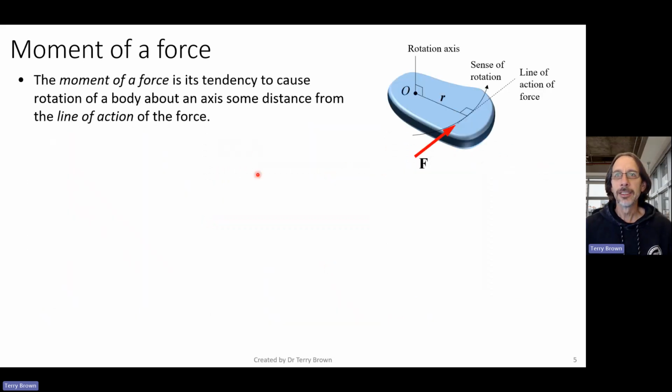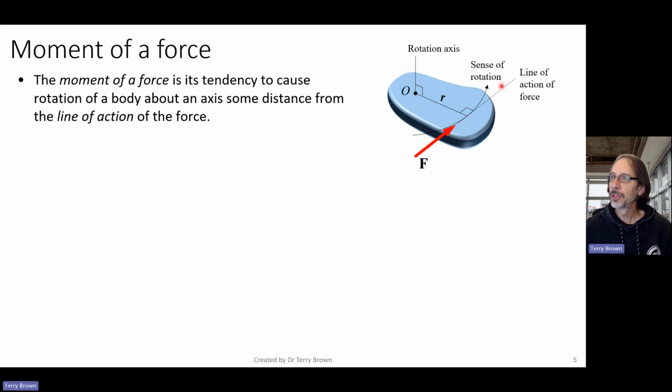Moment of a force is the tendency to cause rotation of a body about some axis, some distance from the line of action of the force. So we can see here this blue thing with a force applied to it, and we've specified some rotation axis, and that's going to cause a rotation about that axis. So let's say there was a pin through here, and we could just rotate something around on that.